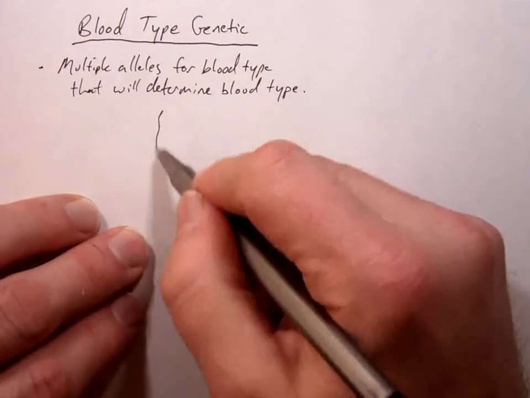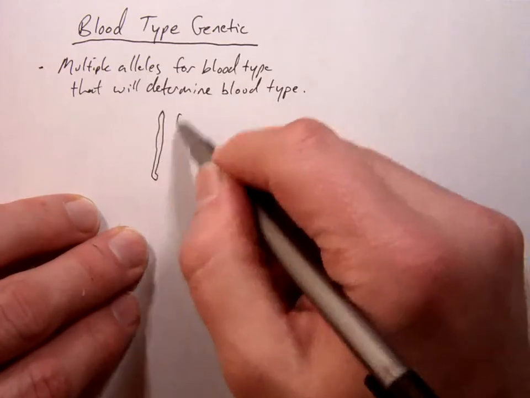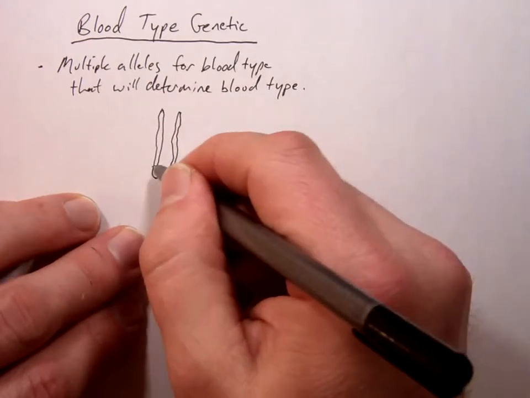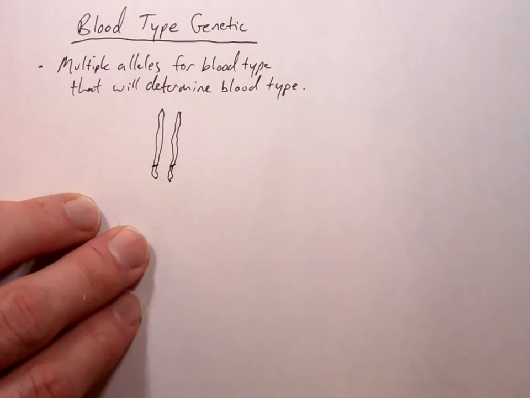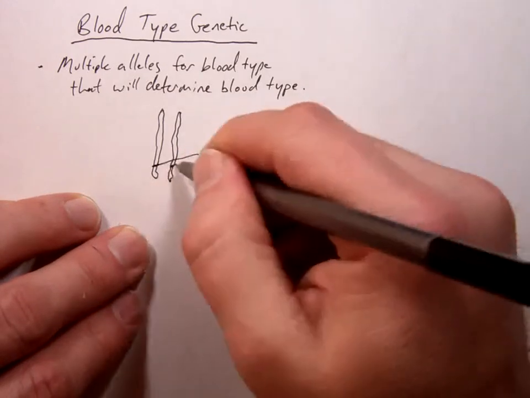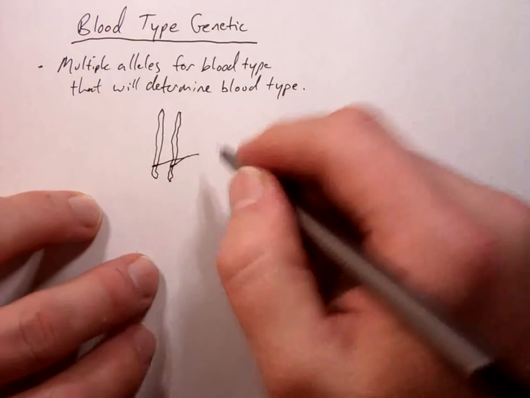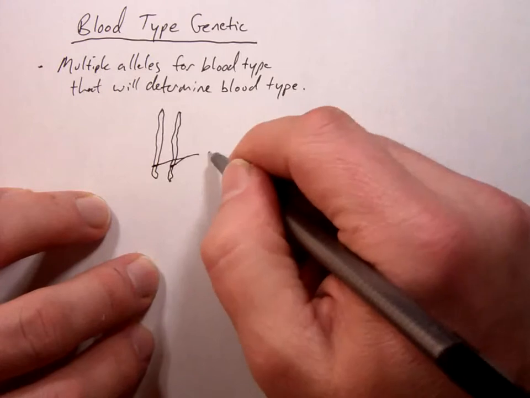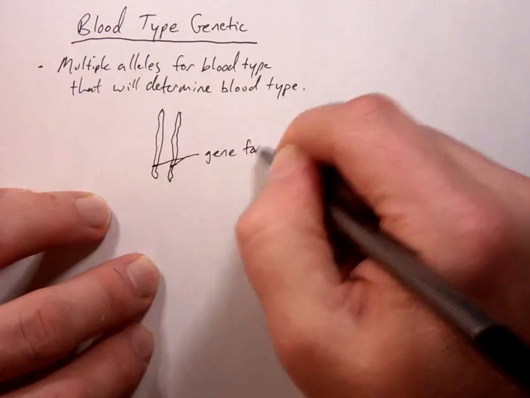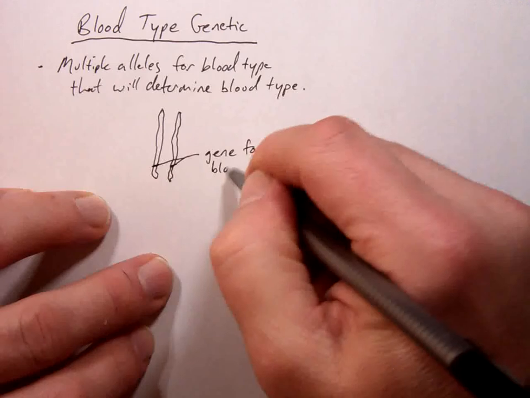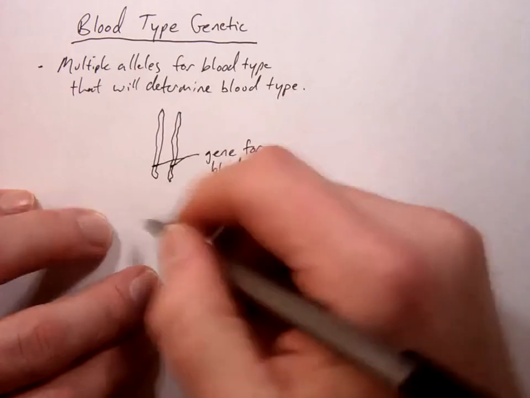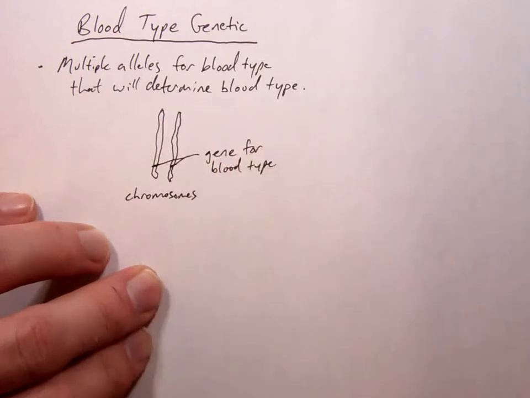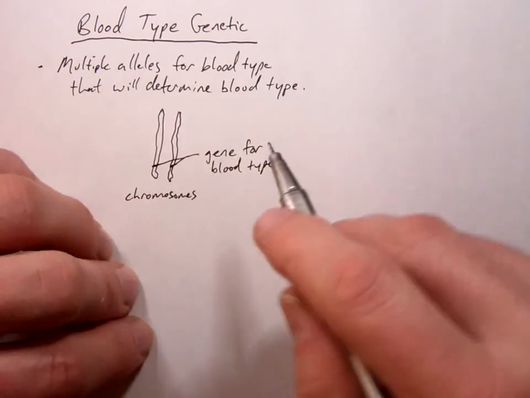So if I've got a couple of chromosomes here, and I'm going to just draw them kind of simple like that, a couple of chromosomes, and there's a gene on those chromosomes for blood type, and I really off the top of my head don't know which chromosome that gene is on. These are supposed to represent chromosomes. Well, we have two copies of them. You get one copy from mom and one copy from dad.